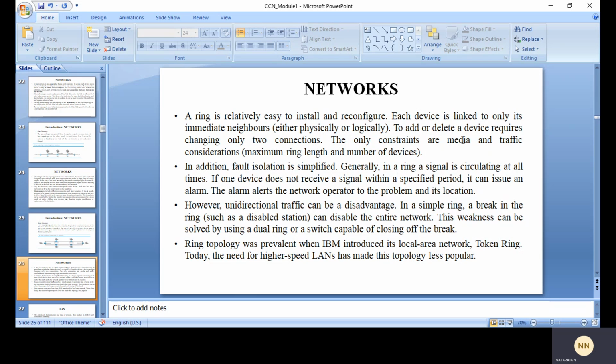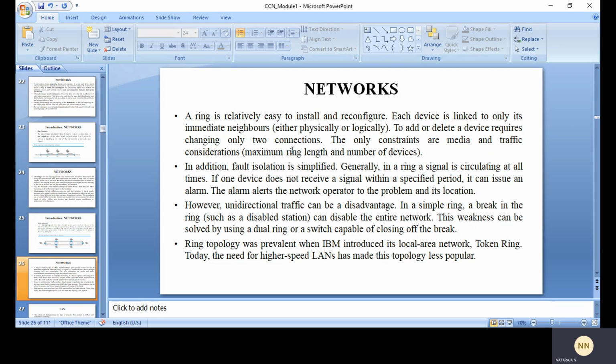To add or delete a device, it requires changes to only two connections. The only constraints are media and traffic considerations. Here we have a maximum ring length and number of devices. In addition, fault isolation will be simplified.